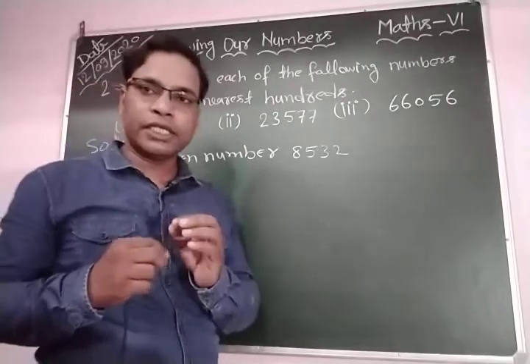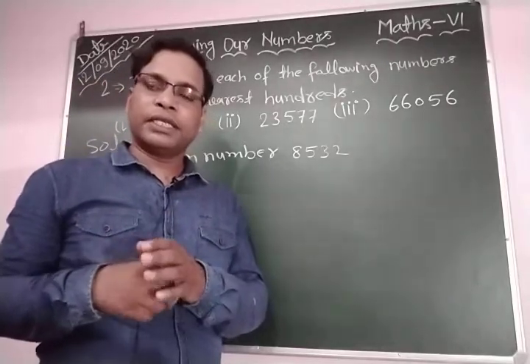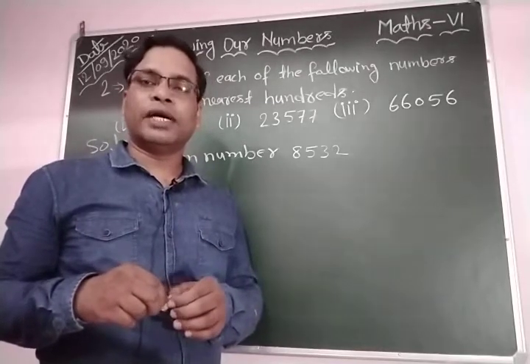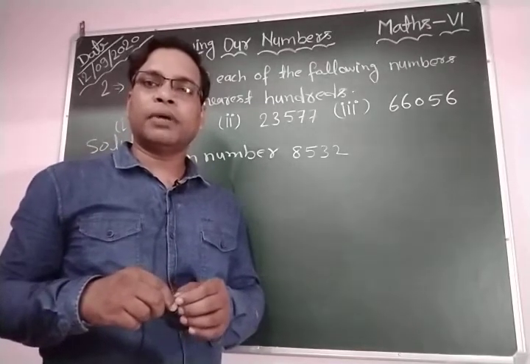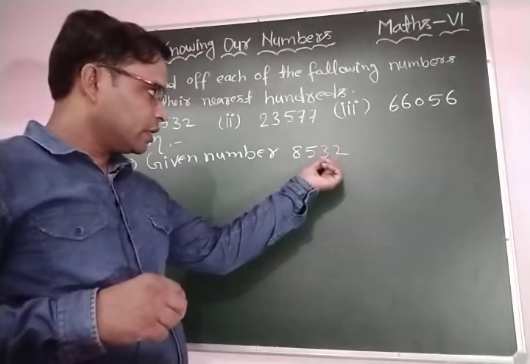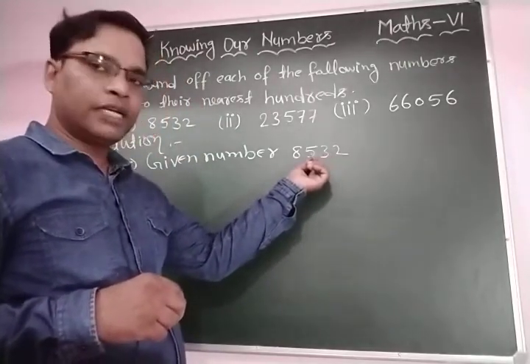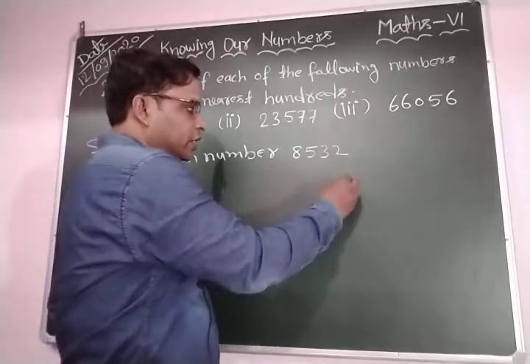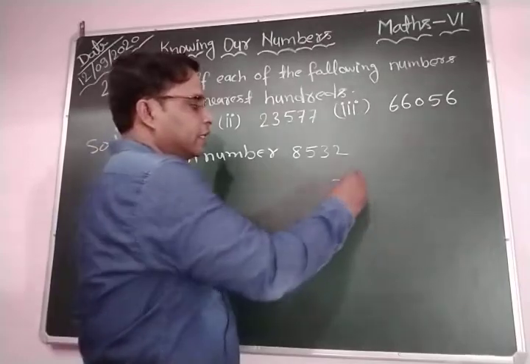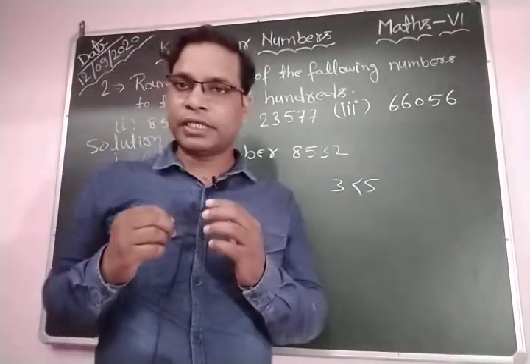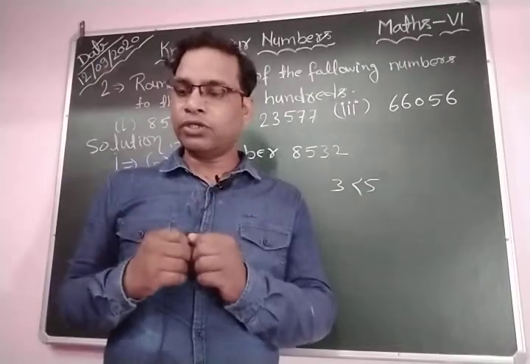If the tens place digit is less than 5, the tens place digit and ones place digit are replaced by 0, and keep all other digits of the number as they are. Here you can see, for rounding to the 100 place, we check the tens place digit. The tens place digit here is 3, and 3 is less than 5. It means that we replace the tens place digit and ones place digit by 0.